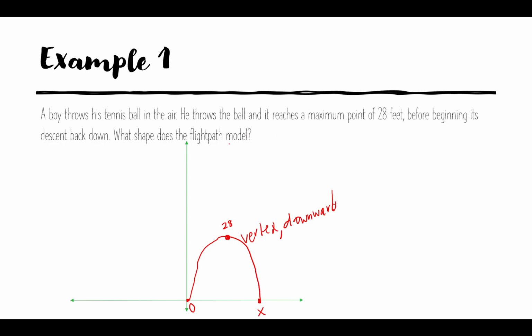Thus, the shape of the flight path models a parabola, which is a downward parabola. This models the real-world example. As the ball is thrown in the air, the projectile loses speed until it reaches its maximum, and then gravity pulls it back down.